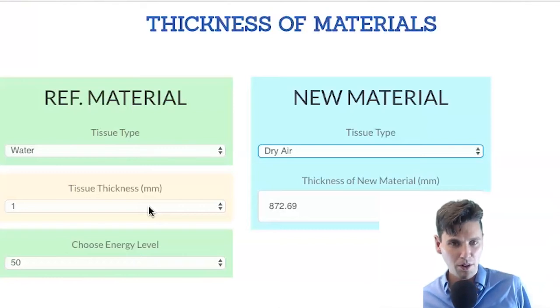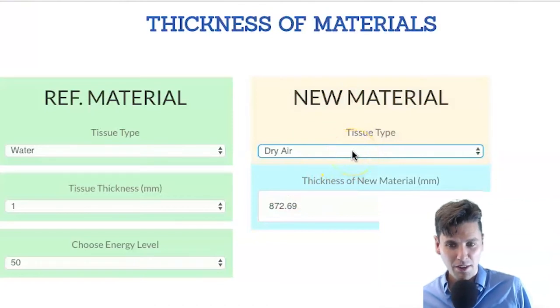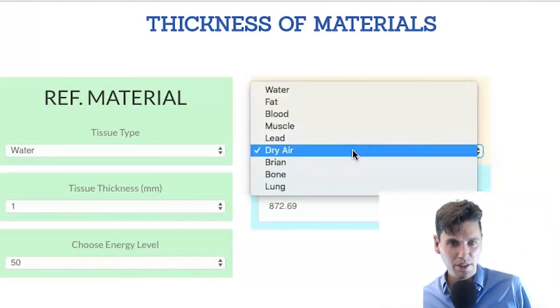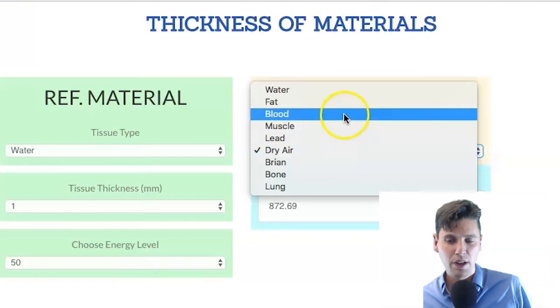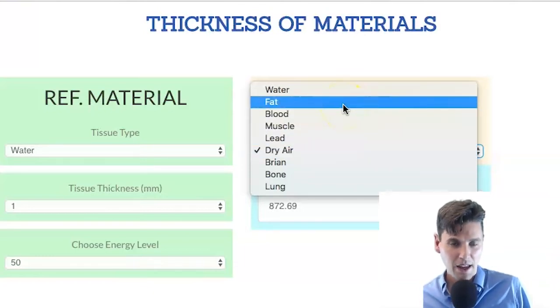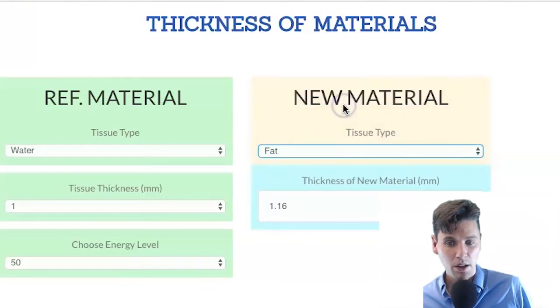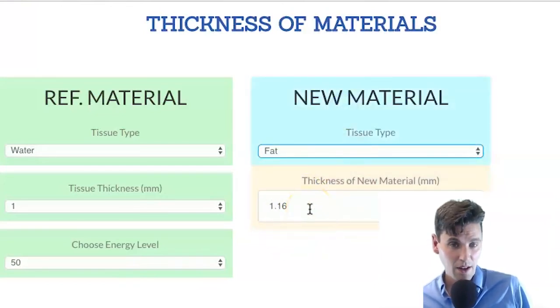So let's just do one more just for fun. But in general, I want you to play around with the tool and really learn about the relative differences between these. So let's see if we go to fat. And if we go to fat, like we talked about, fat's less dense, right? Oil is going to float in water. So we're going to need a little bit more, right? A little bit more fat than we would water. So 1.16 millimeters of fat is equivalent to 1 millimeter of water in terms of the amount of X-rays that we can stop.